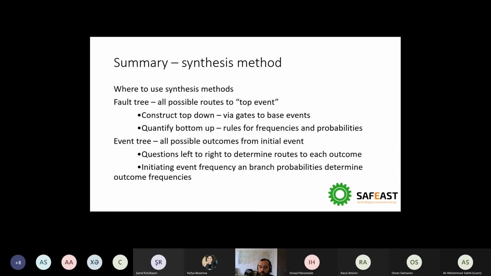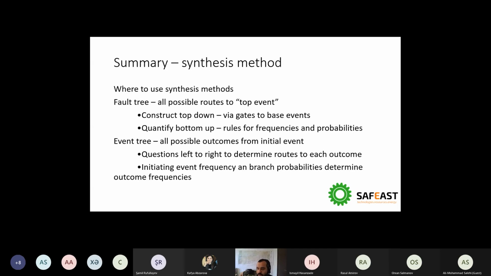In terms of the overall summary, when we use synthesis methods like fault tree and event tree, again, as I said, a fault tree covers all possible routes to the top event and is constructed from top to down, but quantified from the bottom to top. Because you need to first construct your tree to understand what the different factors are. Then you quantify from the bottom to top, basically doing all the calculation using AND, OR, and Boolean algebra to understand your top event frequency.